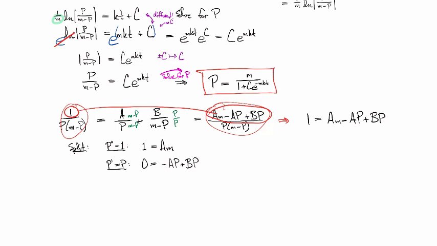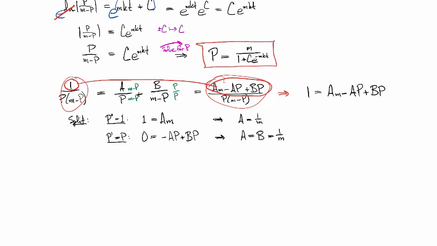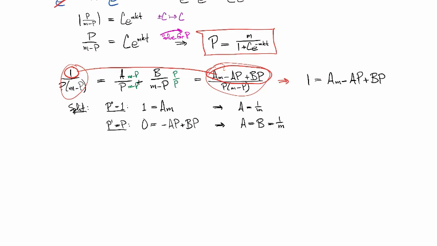Okay, so this first equation here tells me that a is equal to 1 over m. And this second equation here tells me that a is equal to b. So b is apparently also equal to 1 over m. Okay, and so then I have my 1 over p times m minus p is equal to 1 over m over p plus 1 over m over m minus p. All right, so that's the partial fractions breakdown.